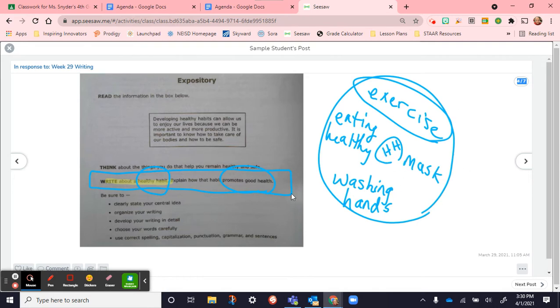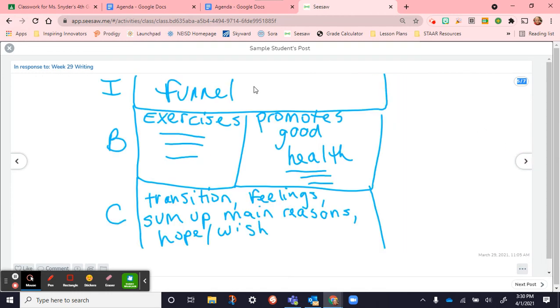So I would say something like, there are a lot of healthy habits such as eating healthy, wearing a mask, and washing hands. However, I think that exercising is the healthiest habit out of all those, the one that promotes the best health, or something like that. So I can just put "funnel." If you want to write it out, that is perfectly fine.